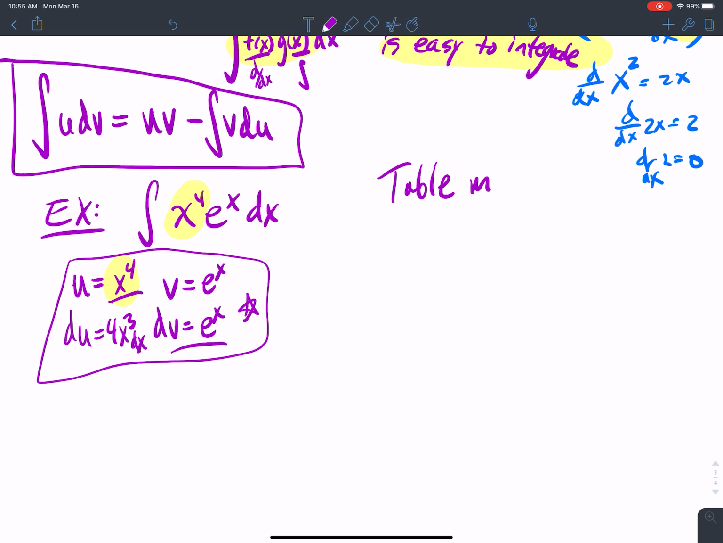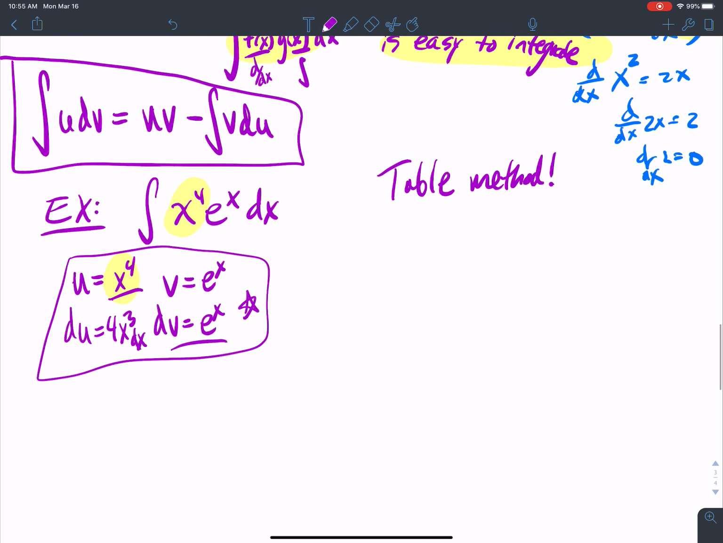Okay, the table method will take this 10-minute problem and turn it into a 1 or 2 minute problem. So remember, your table, you have a u and you have a dv. Now, the first thing I write is the integrand.